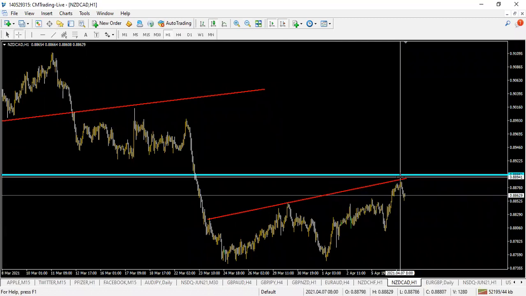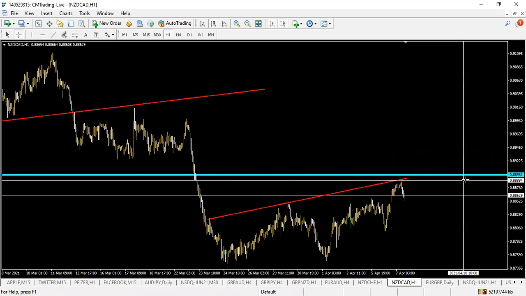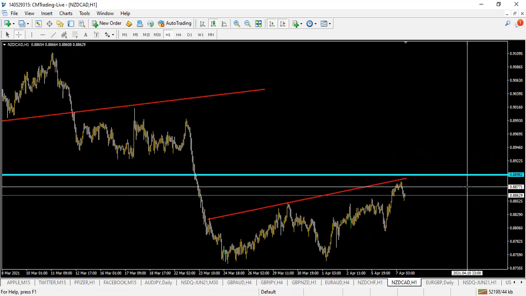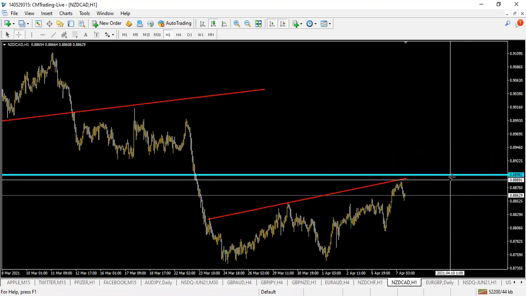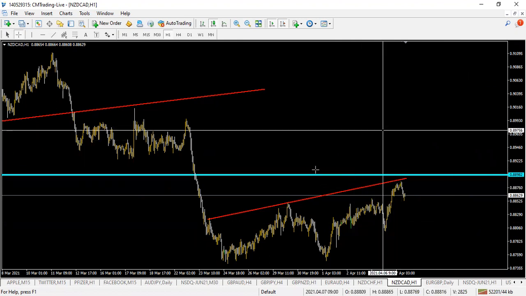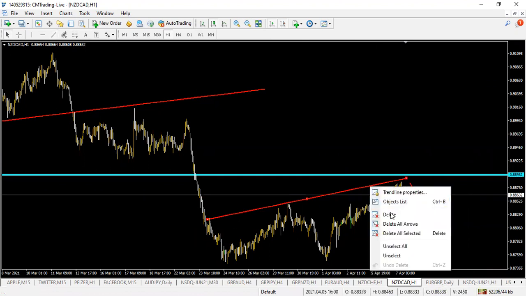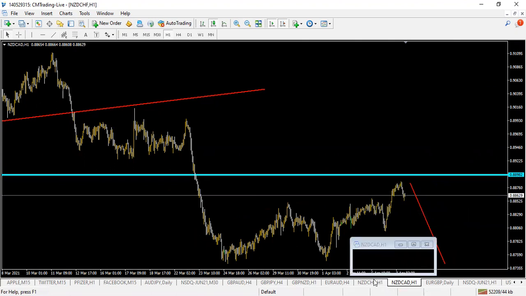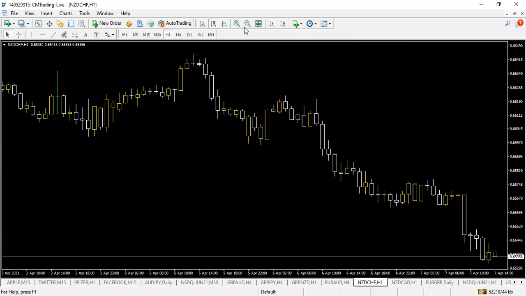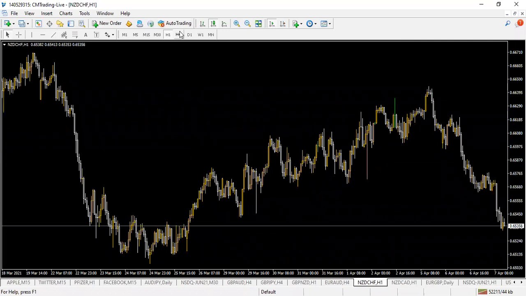This is a resistance which is at 0.88982. That is what I am looking at in this particular case right here. So I will be looking to sell in this structure on this market all the way down. So please monitor this one and do also, I don't know what's happening on NZD-CHF.